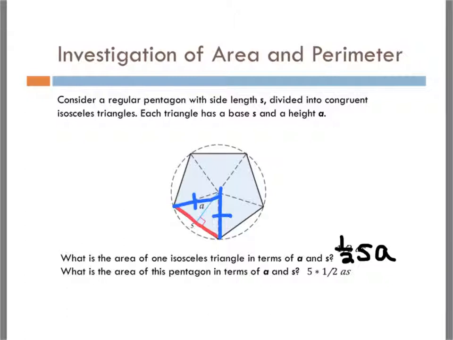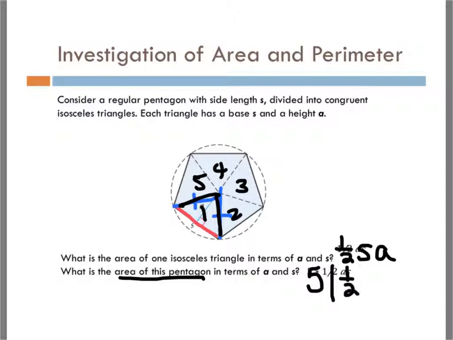So if I want to find the area of the entire pentagon, I'm going to have 5, because there's 5 triangles. 1, 2, 3, 4, 5. 5 times 1/2 the side times the A, and the A is going to be the height.